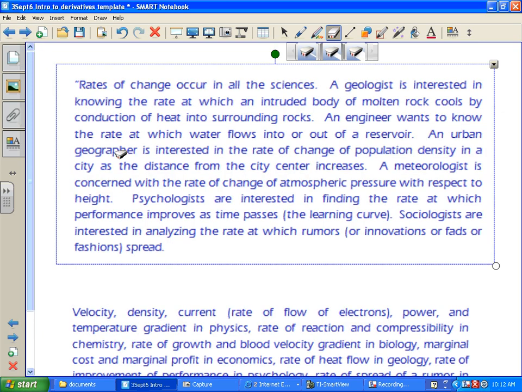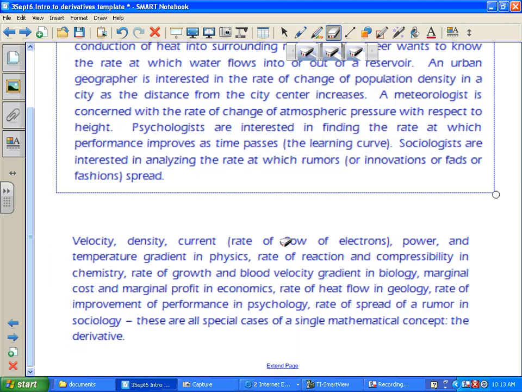And I found also this from another textbook, from Stewart. They even mention it's used in meteorology to see the rate of change of atmospheric pressure, or in psychology, the rate at which performance improves. In sociology, the rate at which rumors spread. So the list goes on and on. So the rate of change is a very important concept in many different sciences. And it's really interesting that just one single mathematical concept known as the derivative will solve all of those cases.